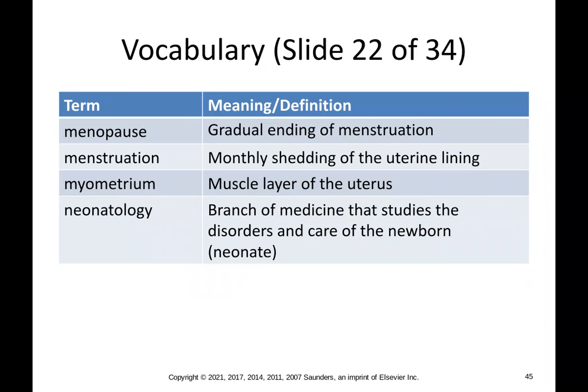Menopause is the gradual ending of menstruation. Menstruation is the monthly shedding of the uterine lining. The myometrium is the muscle layer of the uterus. Remember, myo means muscle.